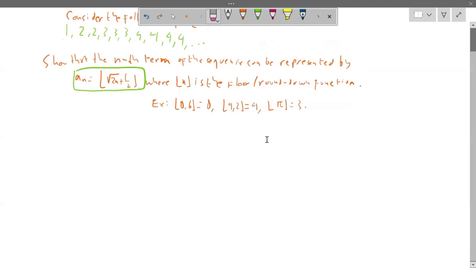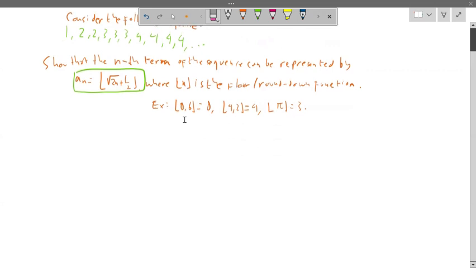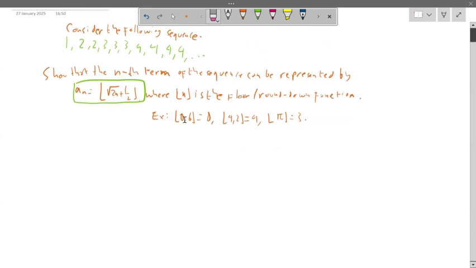So today I have a question that I found from one of my juniors' Introduction to Mathematics exam. So here's the question. First, consider the following sequence that goes 1, 2, 2, 3, 3, 3, 4, 4, 4, 4, and so on and so forth. So we can describe it as one copy of 1, then 2 copies of 2, 3 copies of 3, 4 copies of 4, and so on.